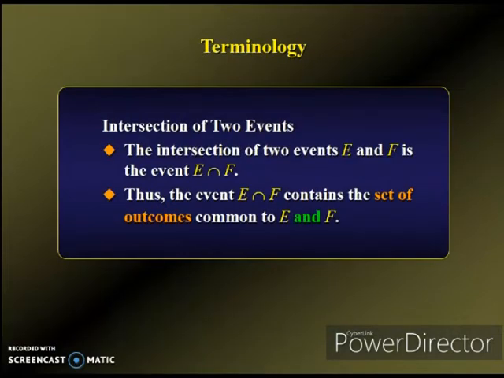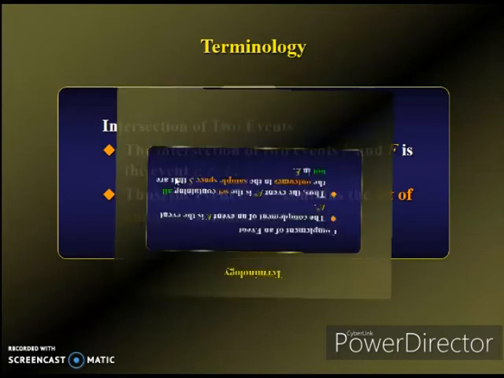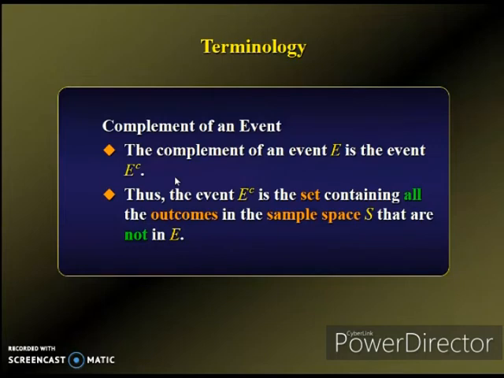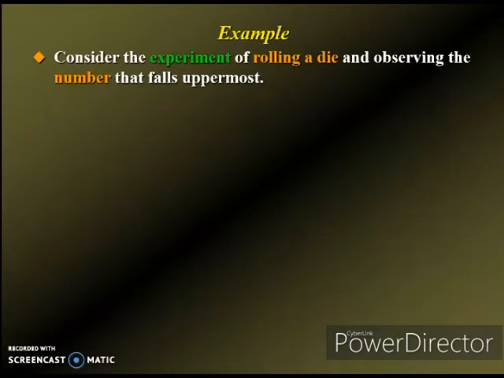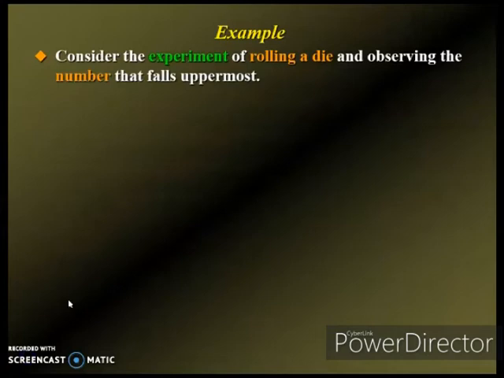Now comes intersection of two events. The intersection of two events E and F is the event E intersection F, and there you take the set of outcomes which are common to E and F. That means those present in both E and F. The complement of an event E is the event E complement. Thus, the event E complement is the set containing all the outcomes in the sample space S that are not in E. I'll show an example for all these concepts of union, intersection and complement.